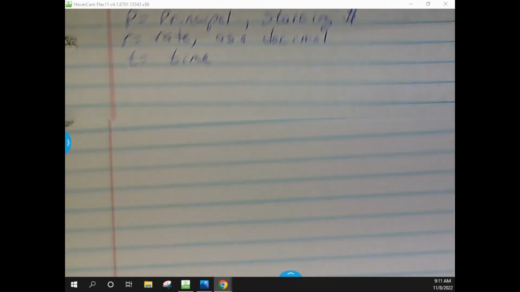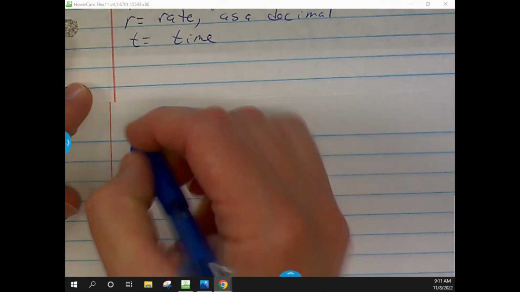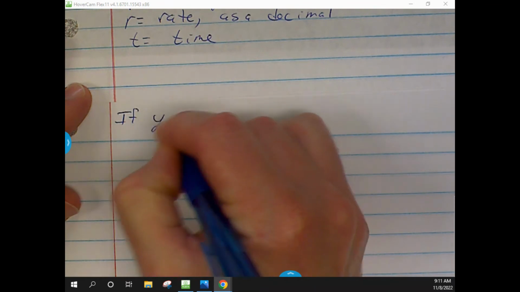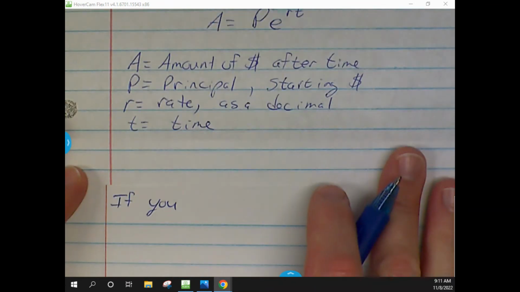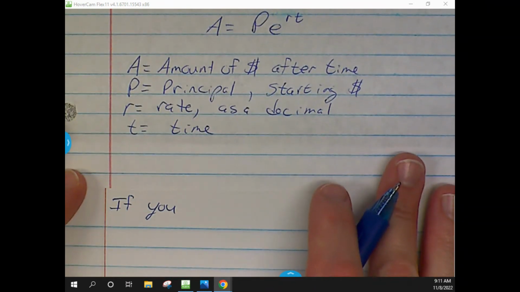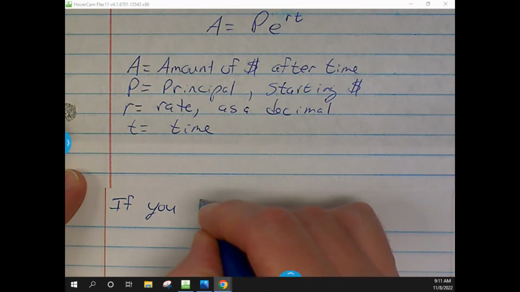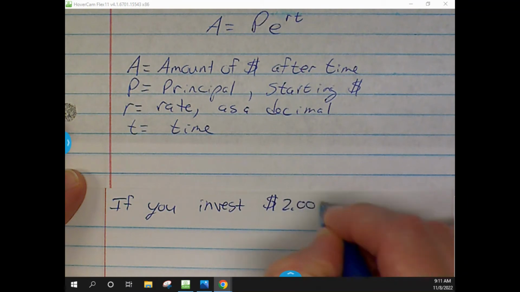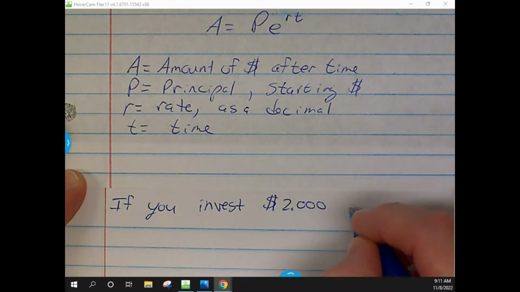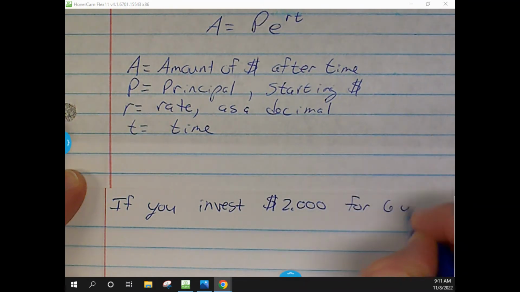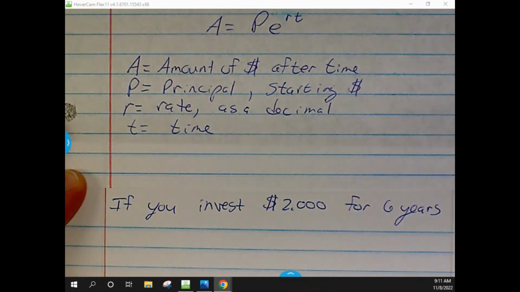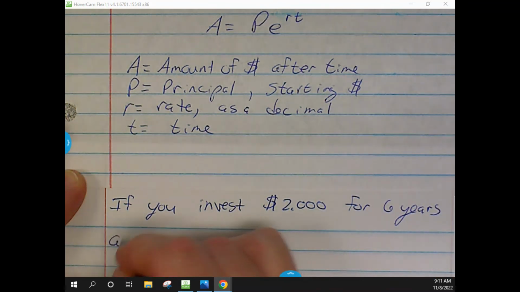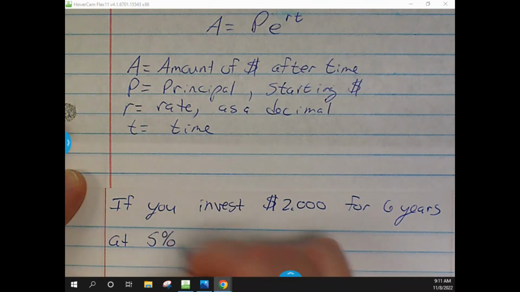So let's say you invest $2,000 for 6 years at 5% interest.